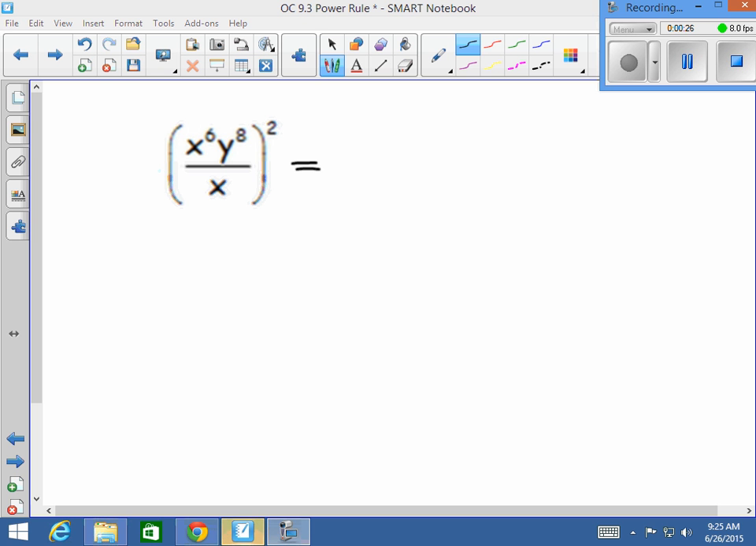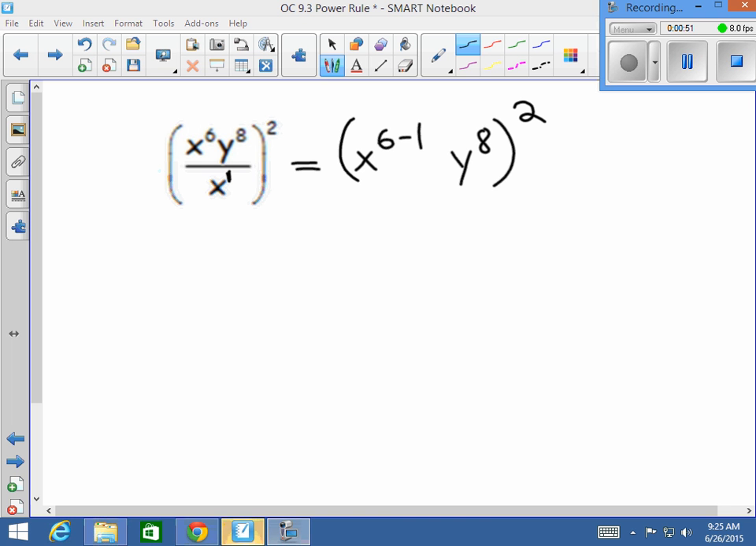exponents. So this x on the bottom here gets a power of a 1, and I can do x to the 6th power minus the 1st power. Remember the quotient rule, you do the top minus the bottom. And then that y to the 8th is just going to sit there. Don't forget to keep your parentheses because all of that is being raised to the 2nd power.